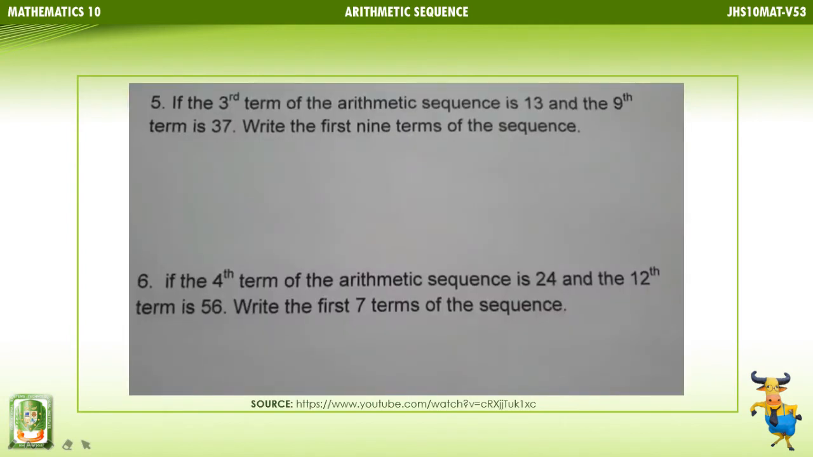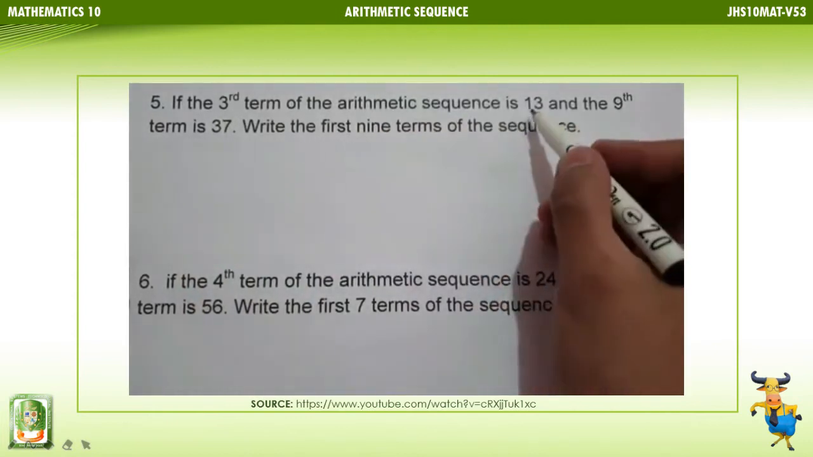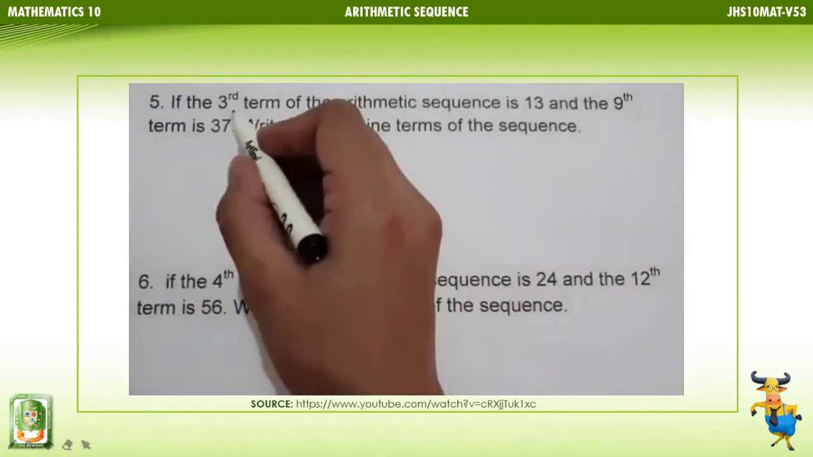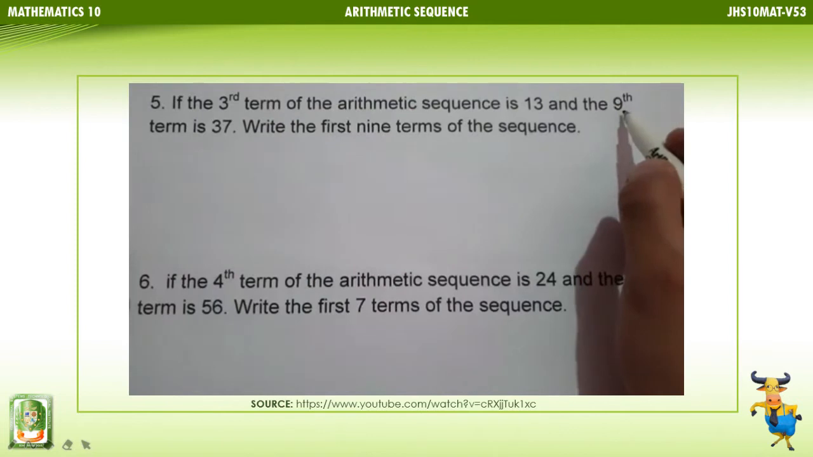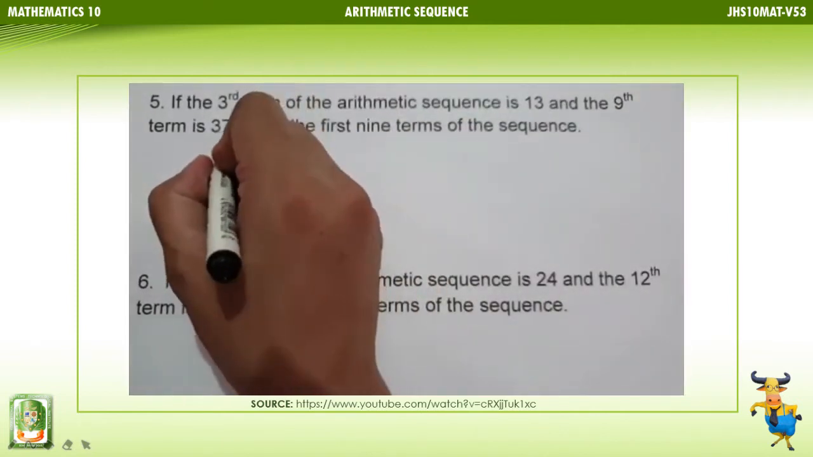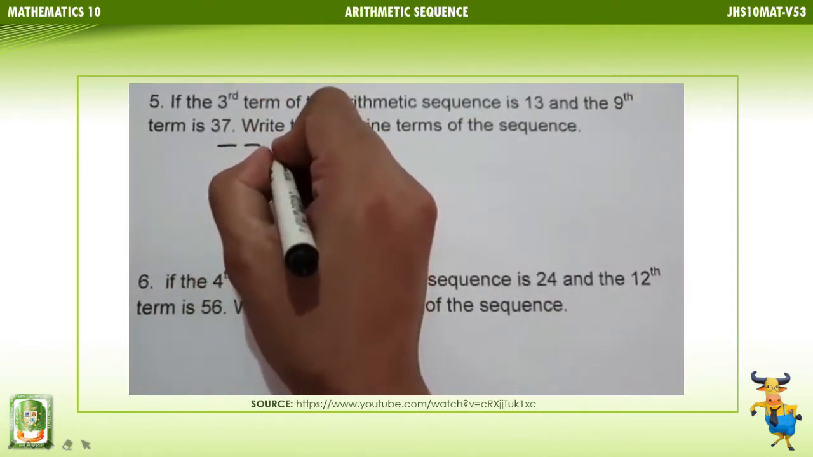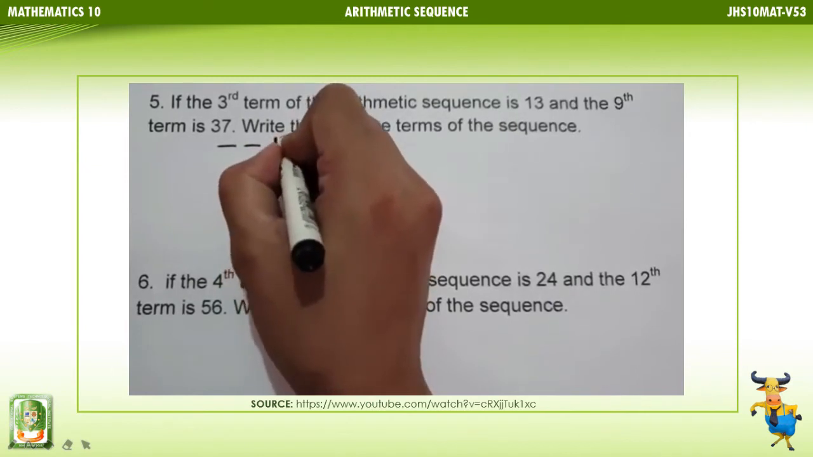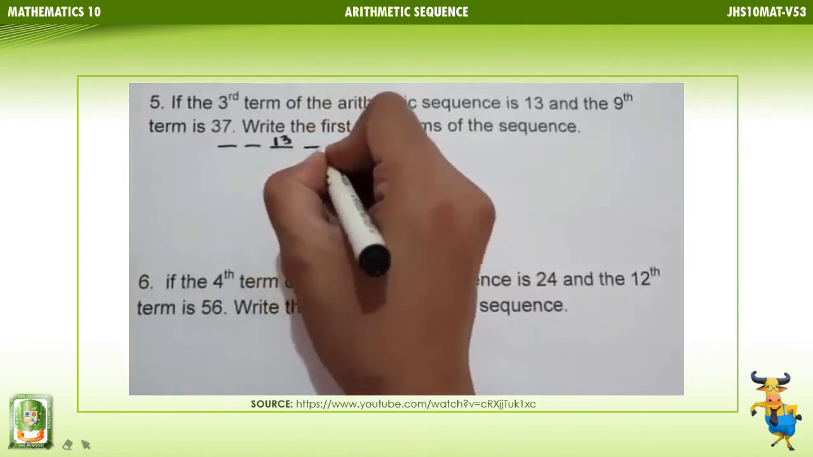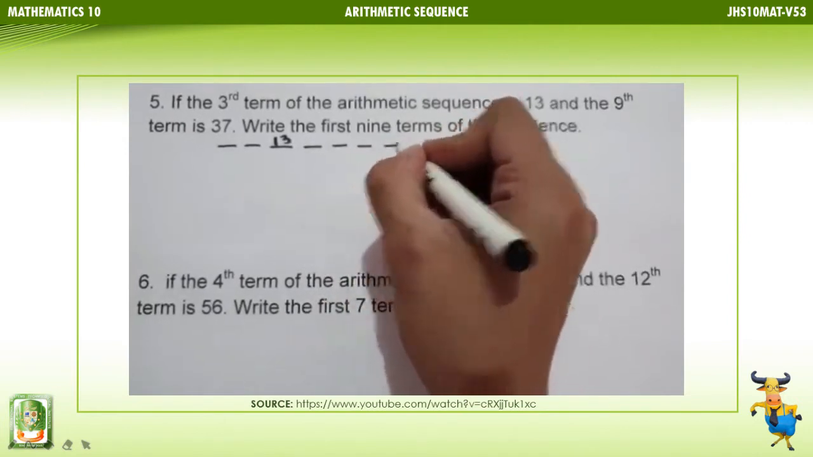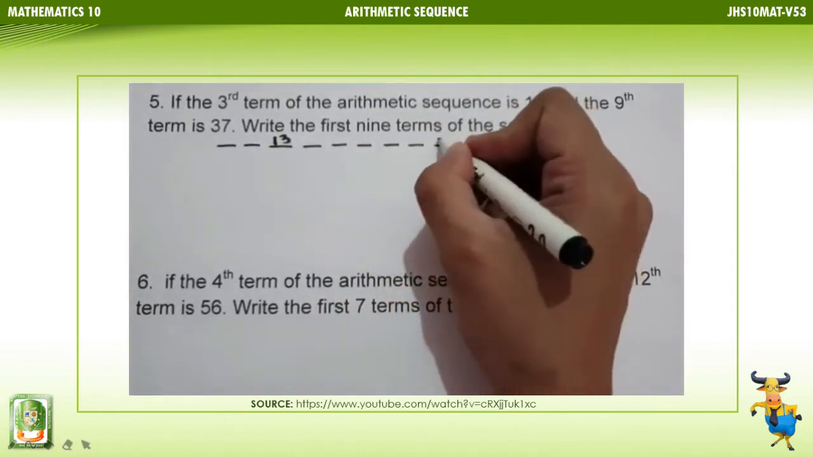What about for number 5? If the third term of the arithmetic sequence is 13 and the ninth term is 37, write the first 9 terms of the sequence. So first, our given is 13, that is the third term, and then 37, which is the ninth term. So we have here 1, 2, then third term, that is 13, 4, 5, 6, 7, 8, 9. The ninth term is 37.